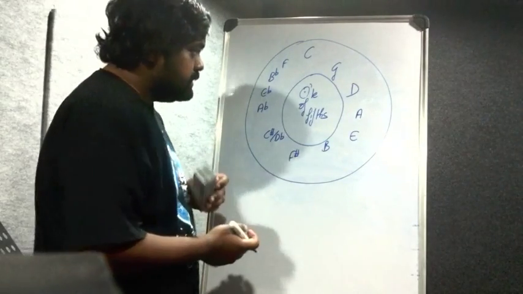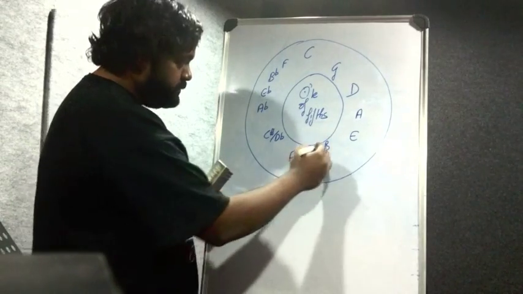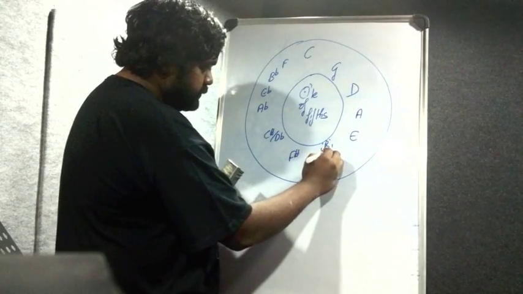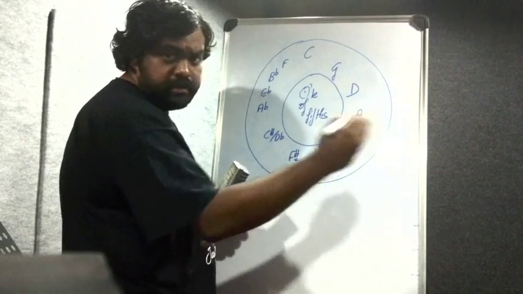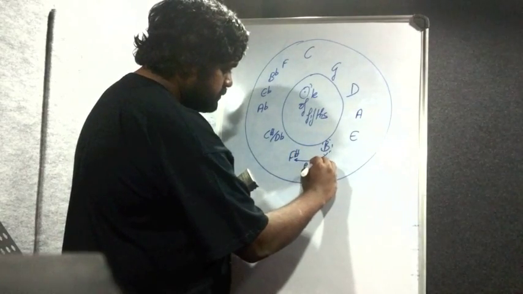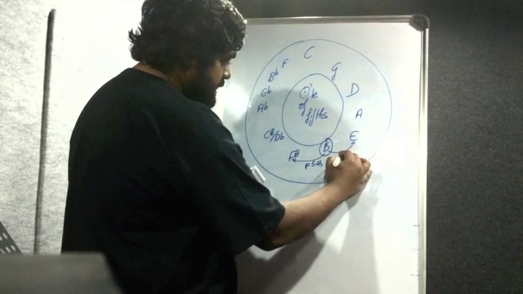For example, if you want to find the perfect fifth of B, which I'm going to circle here, the perfect fifth will be the very next neighbor clockwise. So that's F sharp. And the perfect fourth from B will be E.